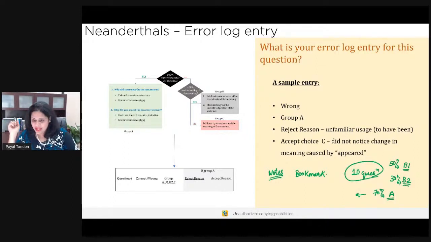Okay, Stephen is saying: wrong. Group B, rejection reason, confused with verb tense, unclear on meaning. Good, very nice. You haven't told me the acceptance reason. Why did you accept the incorrect choice? You need to put that in as well. Let's get some more error log entries for this question, and then I'll move on to the second question. In that question, you're going to be doing the error log entry on your own. But let's get a few more responses here.